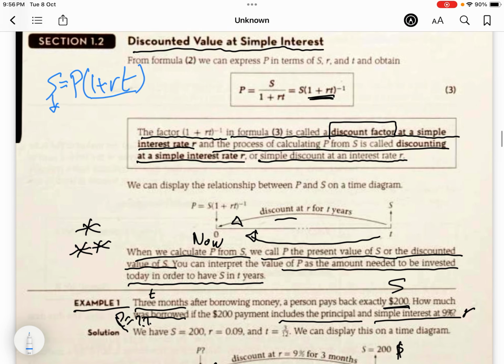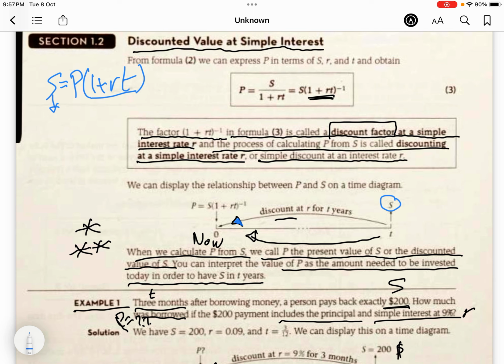We can display the relationship between B and S on a time diagram. If we have S, the accumulated value, we can calculate B. If we have B, we can calculate S.